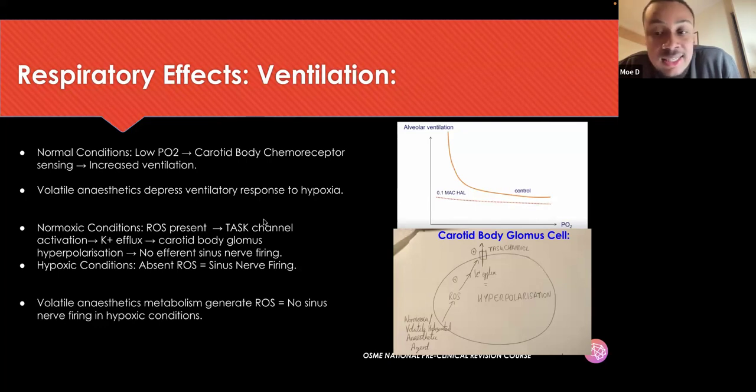And this is thought to be mediated through the effects of volatile anesthetics on the carotid body glomus cells. So in normal conditions, when you've got normal levels of oxygen, there's reactive oxygen species that is present. And this is because reactive oxygen species is produced when you get aerobic respiration in the mitochondria. So in oxygen-rich environments, you've got reactive oxygen species, and it activates TASK channels on the carotid body glomus cell. And in doing so, it causes potassium ion efflux, and that leads to hyperpolarization of the carotid body glomus cell, and hence inactivates it.